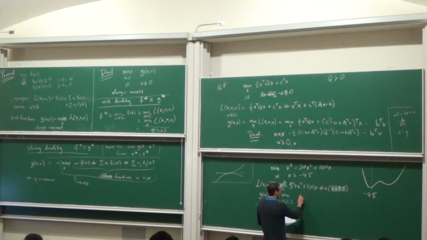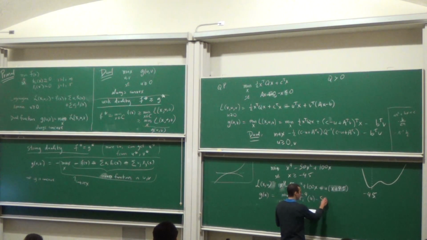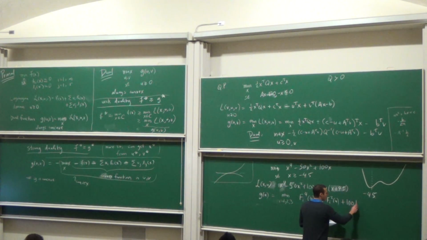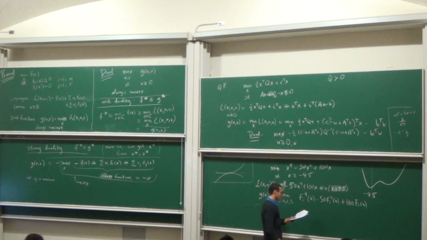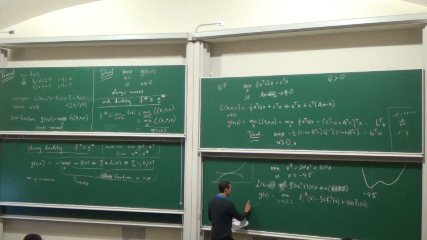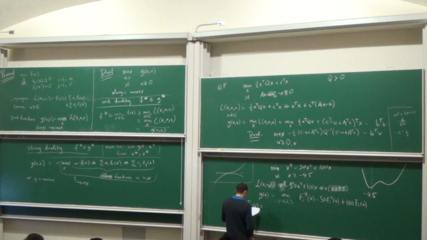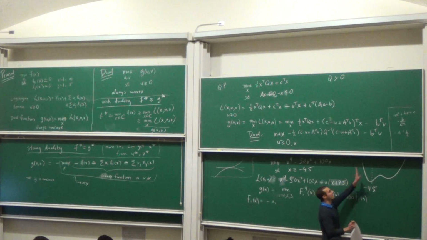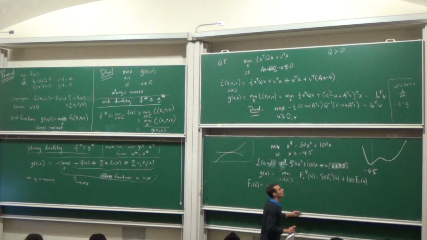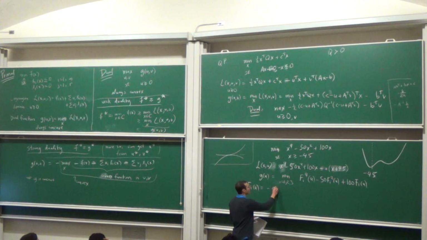It's the pointwise minimum over 3 functions. Those functions I'm going to write as f_i to the 4, u minus 50 f_i squared of u, plus 100 f_i of u, where f_i is this function. I don't even know why I'm writing this. It's going to get really complicated, but I didn't want to show you one punchline.